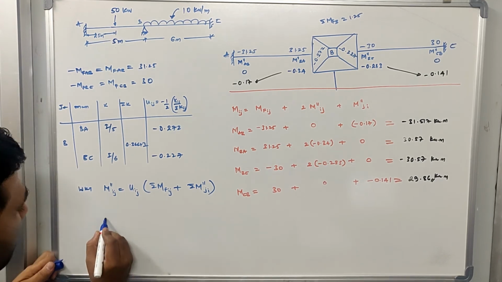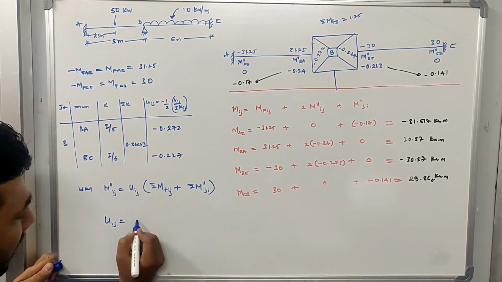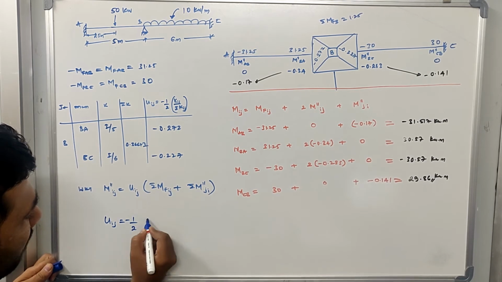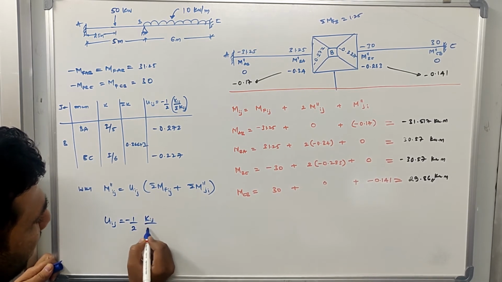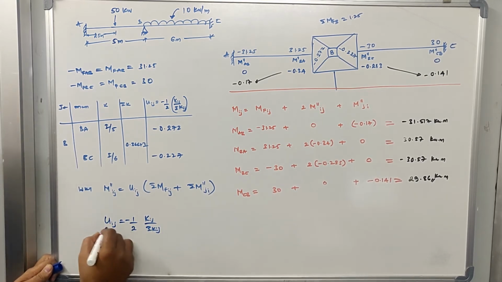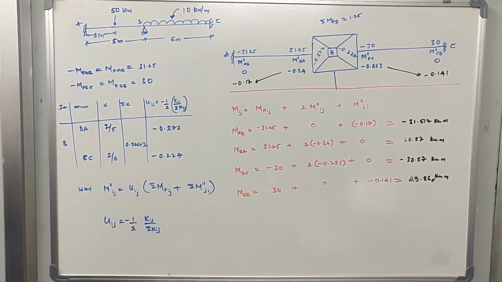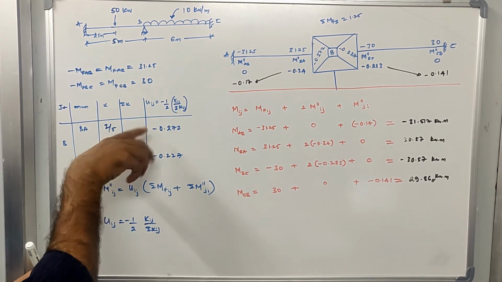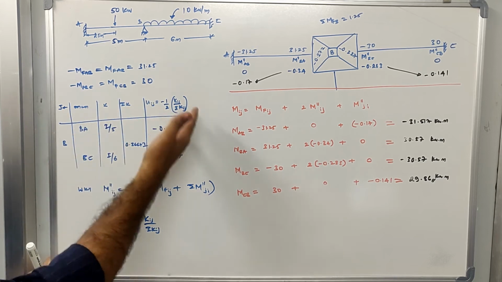This equation was like this: uij is representing the rotation factor, which is equal to minus 1 by 2 into kij divided by summation of kij. We'll use this equation and solve for uij, the rotation factor. So again, this is a table which I have drawn to calculate the rotation factor.